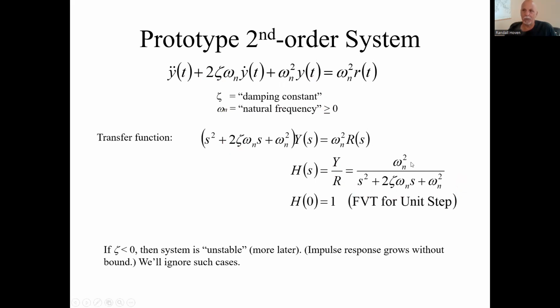And if you remember what we said about the final value theorem, let s be zero, I get omega n squared over omega n squared, or 1. That is the final value of the prototype second order system.